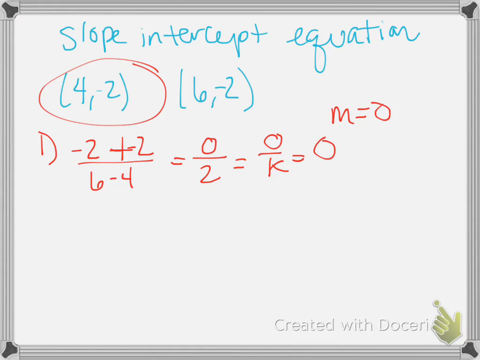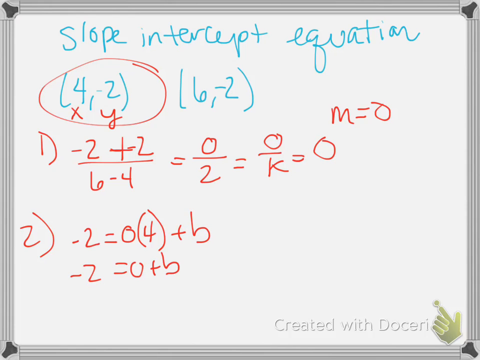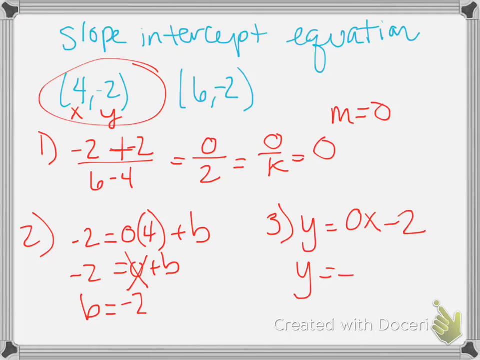Let's say I pick this point because I need to find my y-intercept. So this is x, this is y. So negative 2 equals my slope times my x plus b. 0 times 4 is 0, so my b should equal negative 2. Okay, and we need to write it in slope-intercept form, so I need to rewrite my equation: y equals, put my slope in, put my y-intercept in. 0 times x is just 0, so my answer is y equals -2.